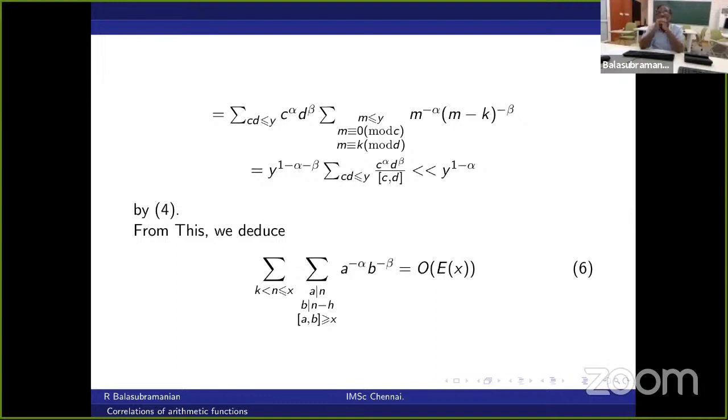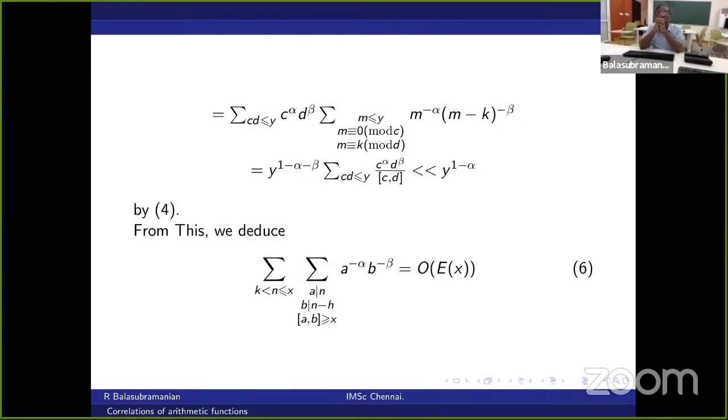Because as I told you, m minus k power minus beta is something very similar to m power minus beta. And therefore the inside sum is something like m power minus alpha minus beta. And that summation of m power minus alpha minus beta, when you sum up to y, subject to these congruence conditions, m congruent to 0 modulo c and m congruent to k modulo d, would give you something like y power 1 minus alpha minus beta divided by the LCM of C and D. And then you have the C power alpha, D power beta.